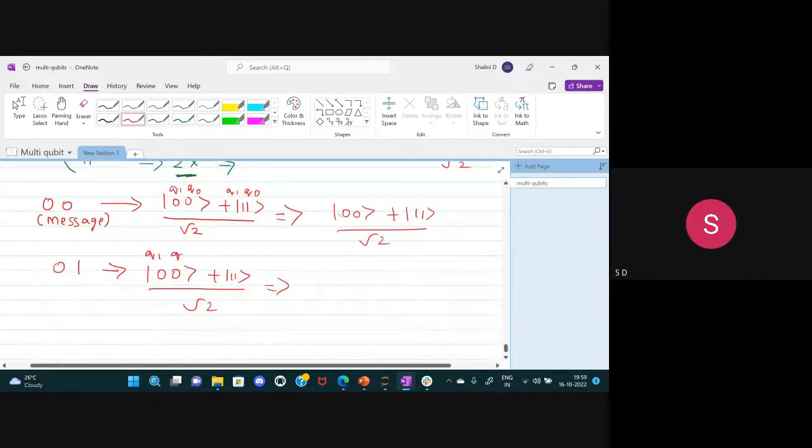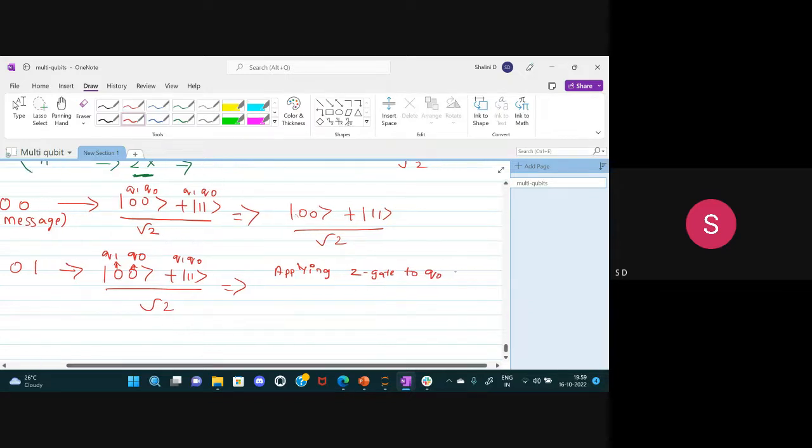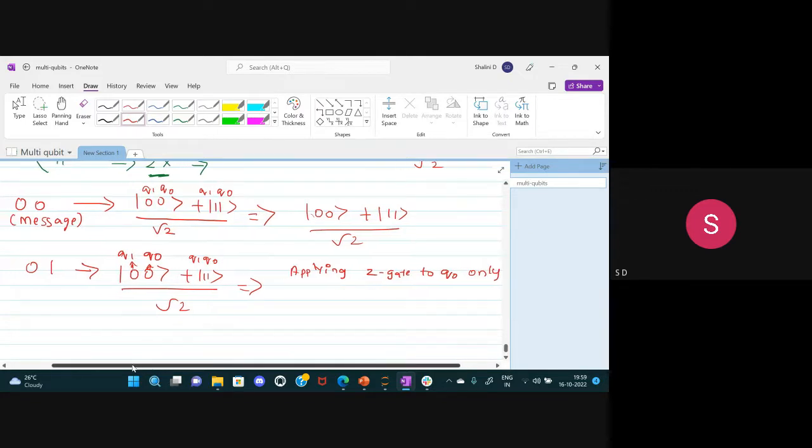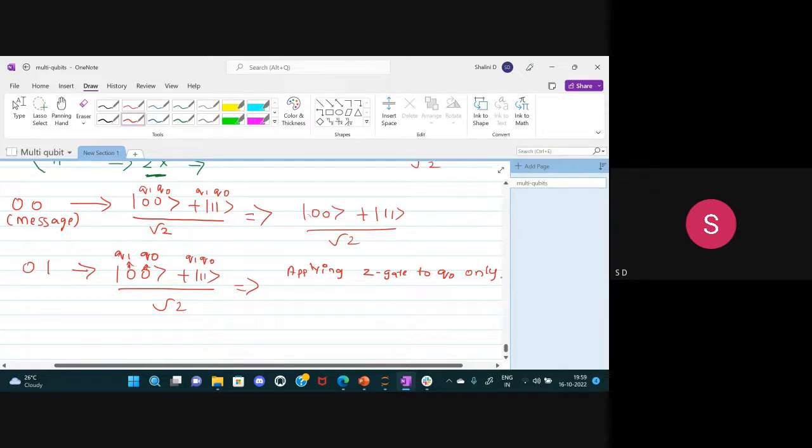Here we write Q1 and Q0, just for remembrance purpose. This is a little Indian based, so please don't get confused. Then we are applying the Z gate to Q0 only. Why do we apply it to Q0 only? Because Q0 is the sender. Q0 is Alice, and Alice is sending to Bob. So when we apply the Z gate to Q0, what will we get?